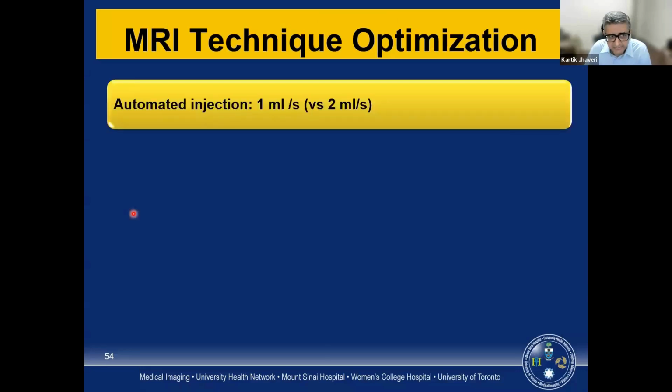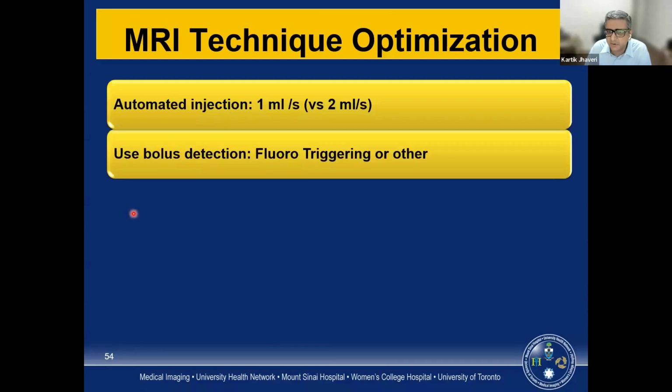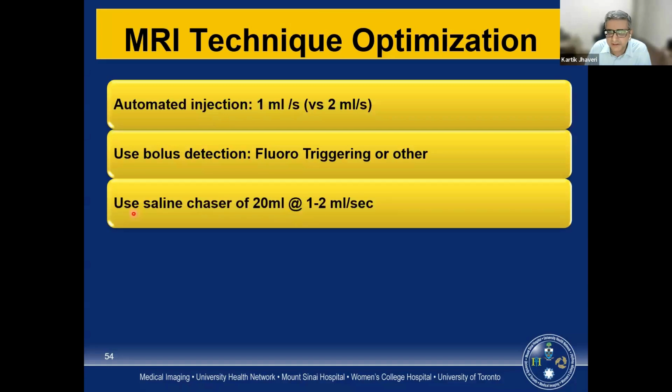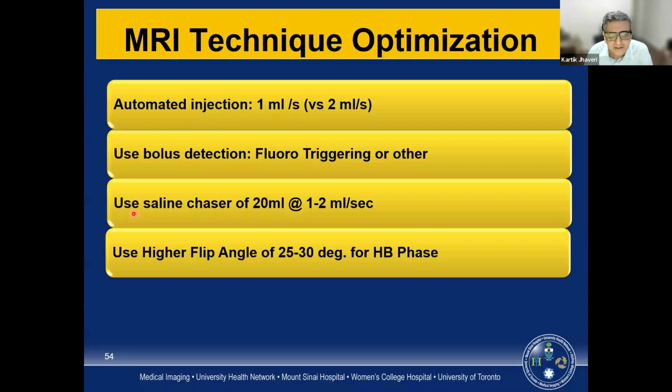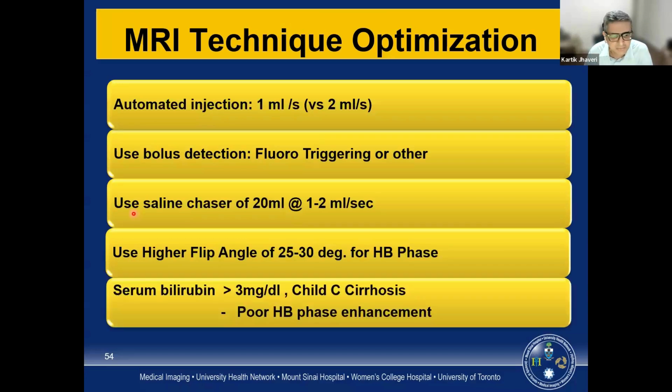So in summary, for technique optimization, you want to adjust your flow rate to 1 ml per second and use some kind of bolus triggering or fluoro triggering. We use a saline chaser because the volume of the contrast is quite small, because of the quarter dose per kilogram. And then use that higher flip angle for the hepatobiliary phase.